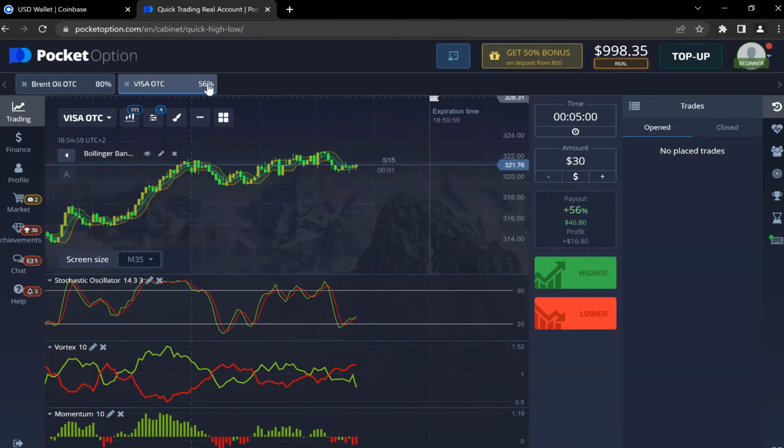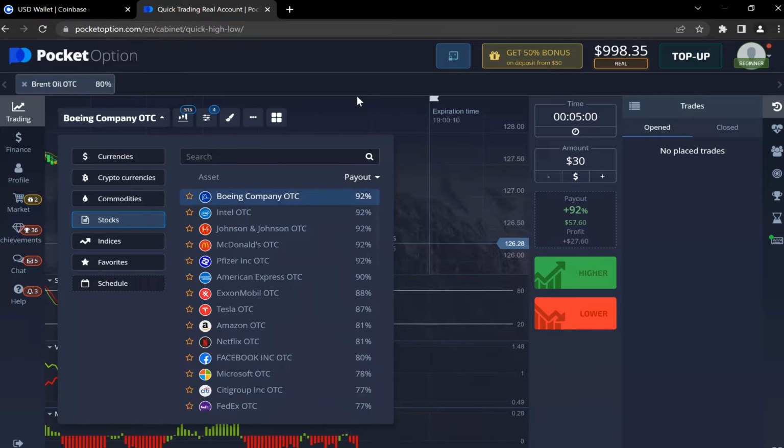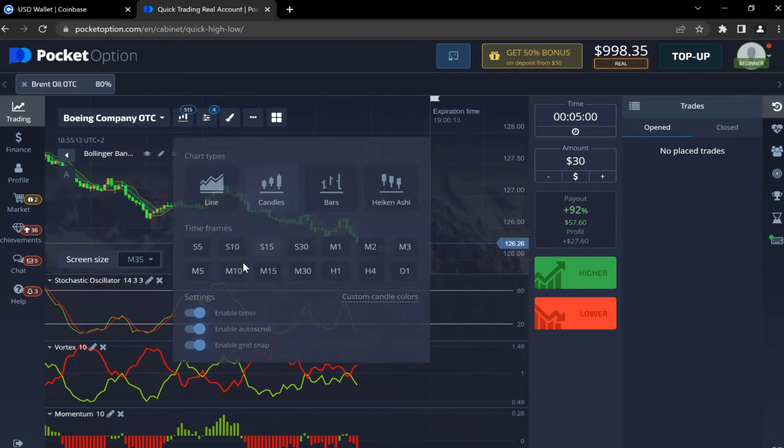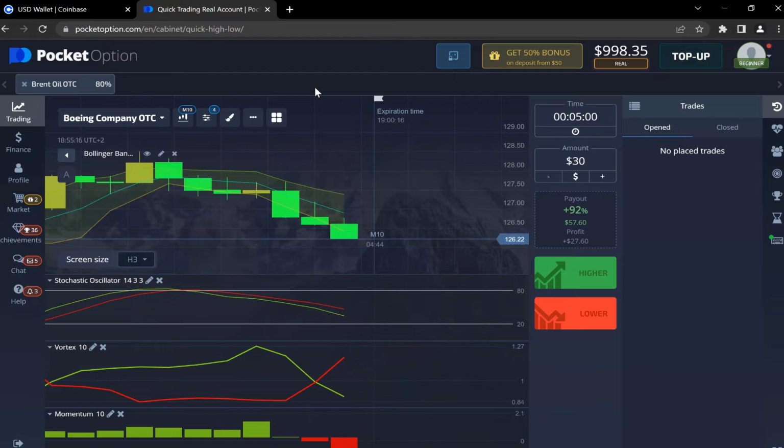Oh damn! No, Visa went to 56%. We are not trading no 50% profit. Let's see. Setup. Ooh, that's sexy.